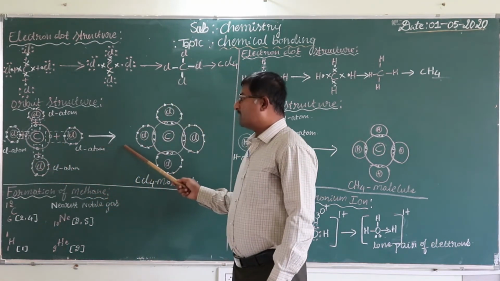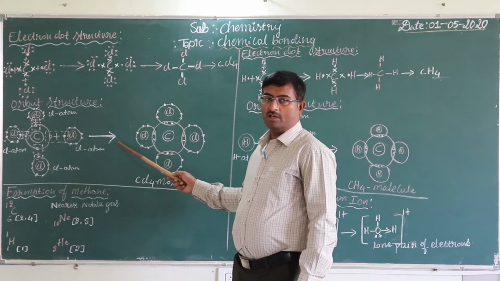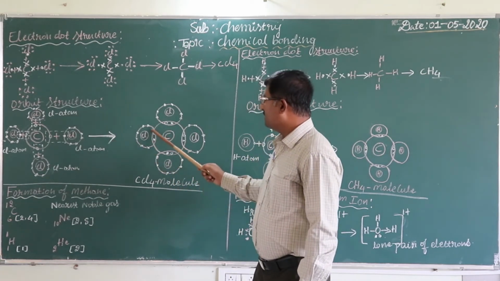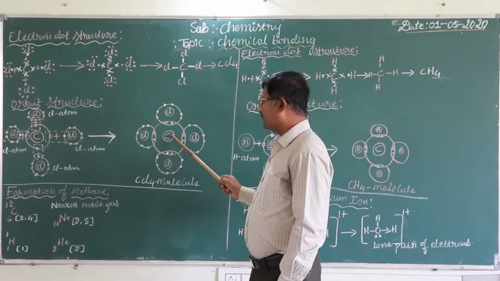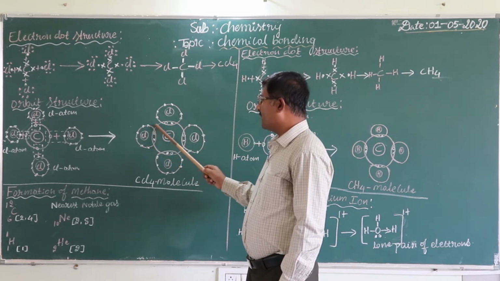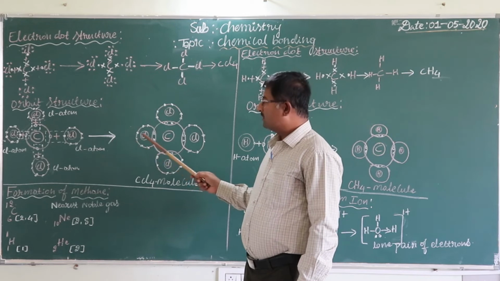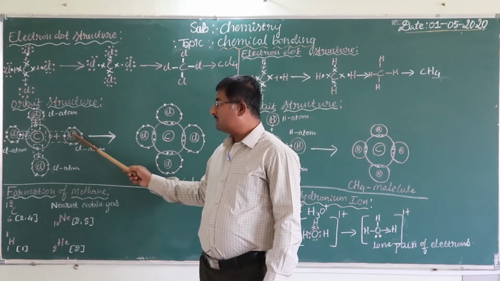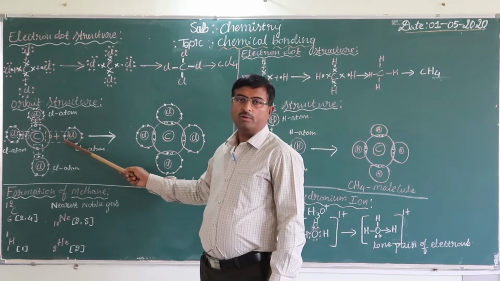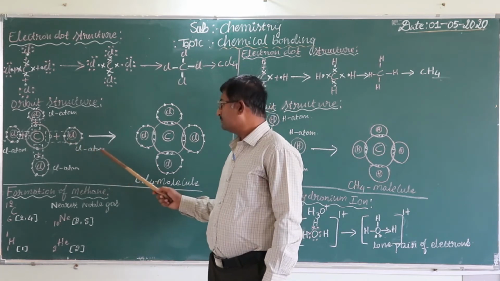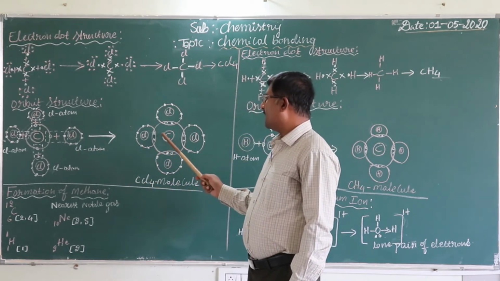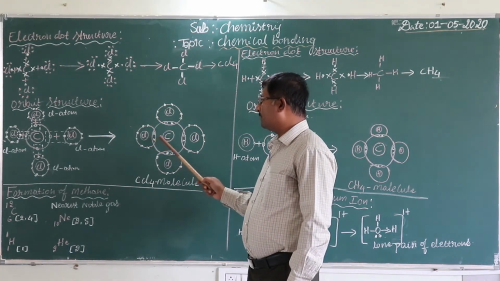Next, after the covalent bond formation, overlapping will take place between carbon and chlorine. If this overlapping is there, it means covalent bond formation has taken place. If the overlapping is not there, this is before combination, and covalent bond formation has not taken place. Between carbon and chlorine, one pair of electrons is involved in covalent bond formation.